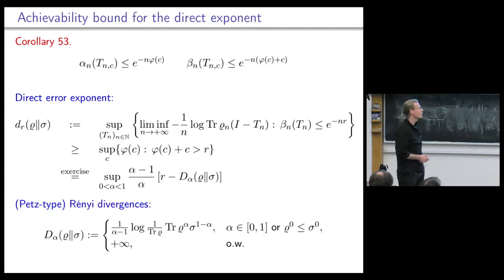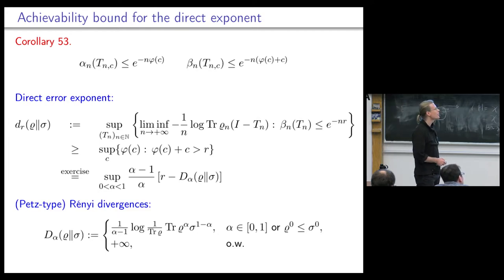And this takes a little bit of work, but is completely elementary, to see that this supremum can actually be rewritten in this form, where we have an optimization over a parameter alpha between 0 and 1. And what we get here are the so-called Petz-type Rényi divergences, which for any two non-zero positive semi-definite operators are defined by this formula. Okay. So here there is a split between two cases. If alpha is between 0 and 1, or the support of rho is dominated by the support of sigma, then we have this formula. Otherwise, we have plus infinity. And this is how a certain type of quantum Rényi divergence appears in this state discrimination problem.